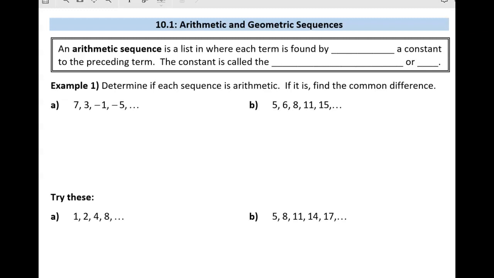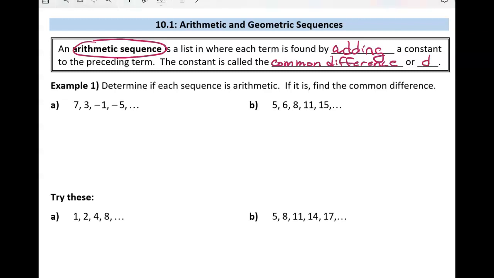In this unit, we're going to begin by looking at sequences, which are simply lists of numbers. The first type of sequence that we'll look at is an arithmetic sequence. An arithmetic sequence is a list where each term is found by adding a constant to the preceding term. That constant is what we call the common difference, and we'll refer to that with the variable d.